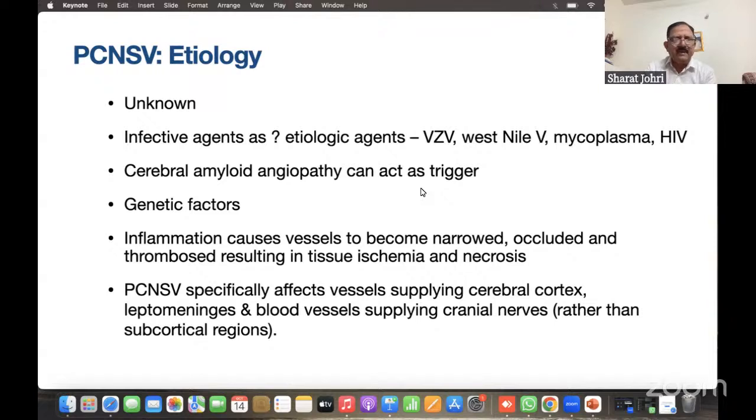And the inflammatory process causes the vessels to become narrowed, occluded, thrombosed, causing tissue ischemia. This affects mainly the blood vessels of the cerebral cortex and leptomeninges, but the subcortical regions are usually spared, though they can be involved.